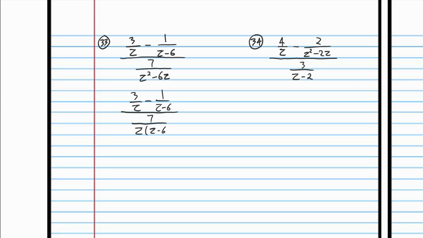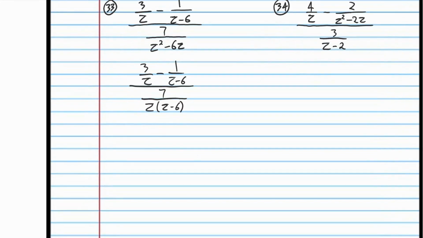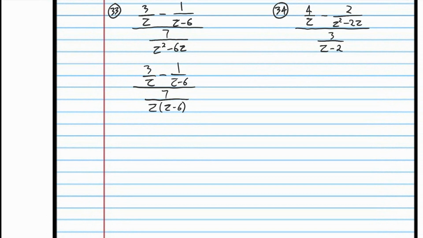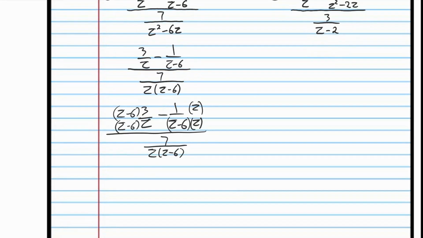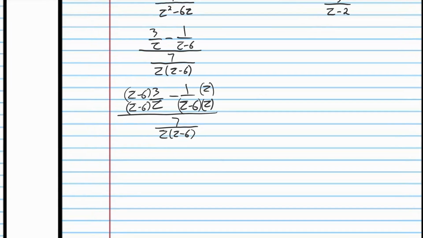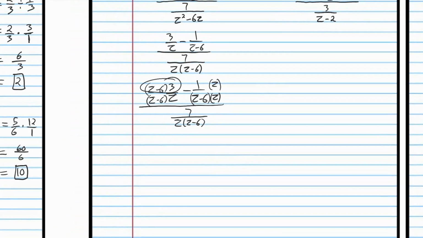Factor out z. And again, we didn't really need to factor in the first step, but now we're going to combine these fractions, so multiply both sides of this fraction by z minus 6, and multiply both sides of this fraction by z. And now we have a common, well, let's go ahead and multiply first. 3 times z minus 6 is 3z minus 18. Z times 1 is z.